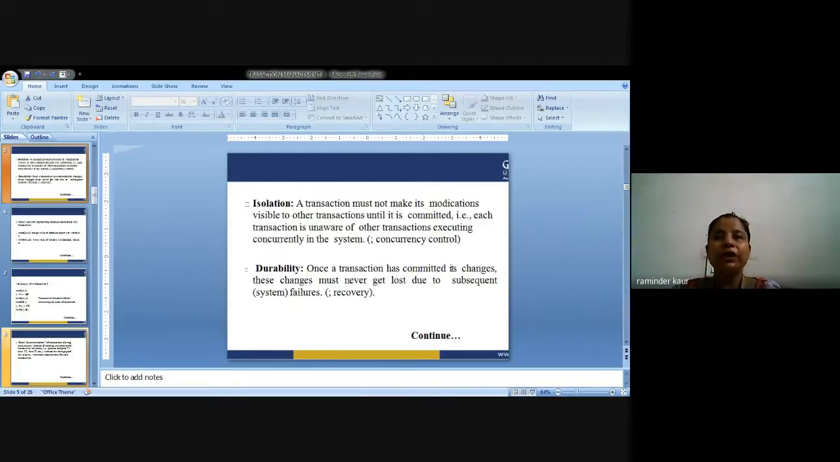So there are various advantages of concurrent execution of transactions. First is improved throughput, next is reduced waiting time. Improved throughput means the average number of transactions completed in a given time, and reduced waiting time, because if a number of transactions are operating in parallel, then the waiting queue will be small.